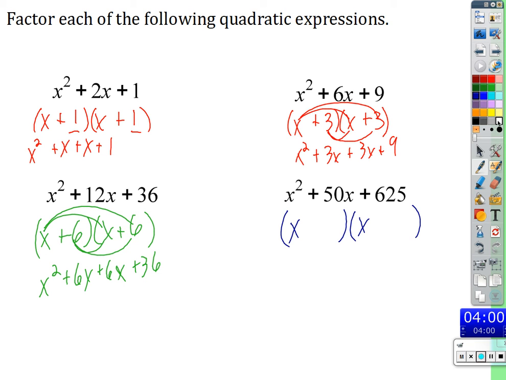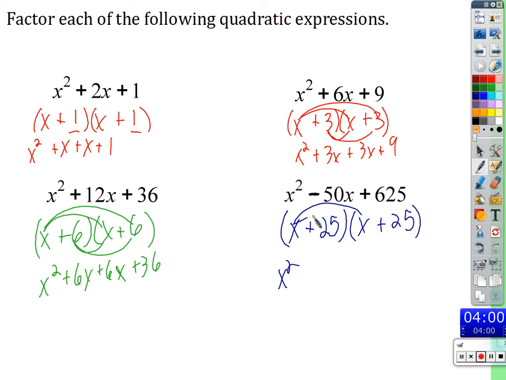I'm going to just change this because why not? Change this to a minus 50. Minus 50. All right, so we need two numbers that multiply together to make 625. That's a really big number. Okay. Yes? 25 and 25. Okay. x plus 25 and x plus 25.